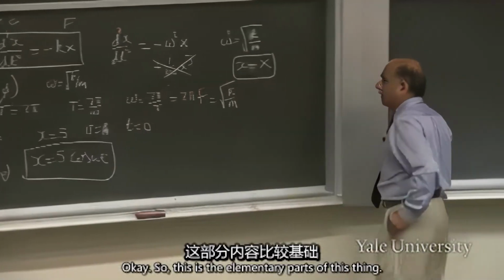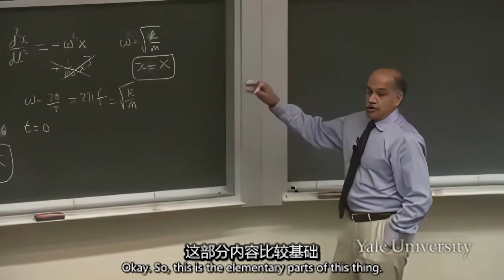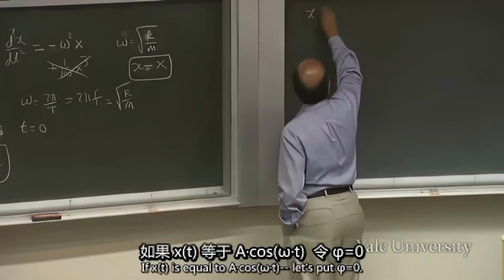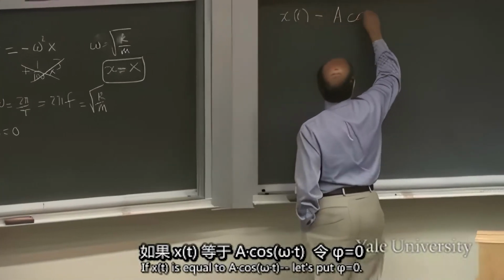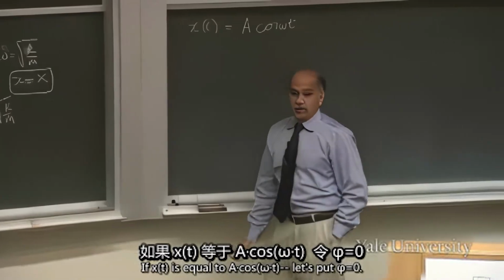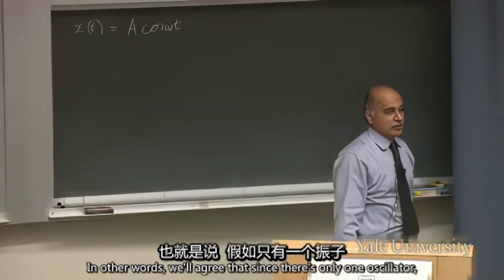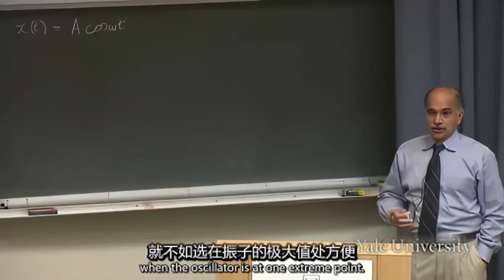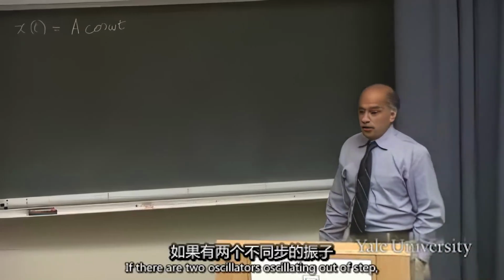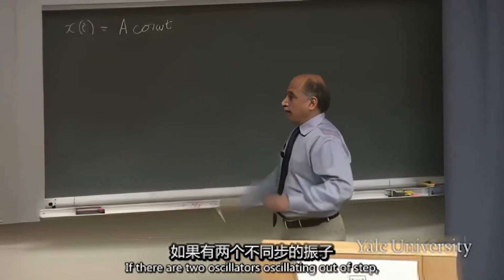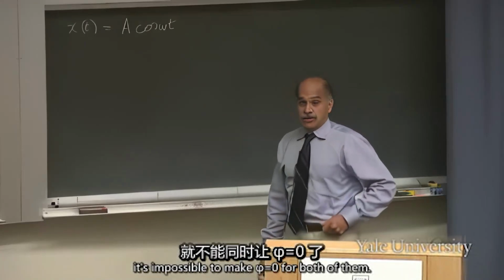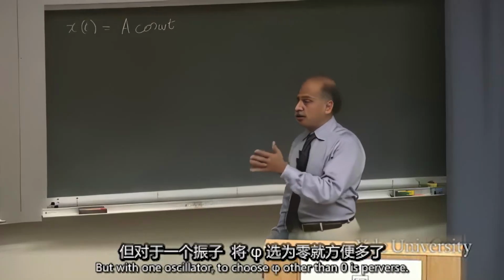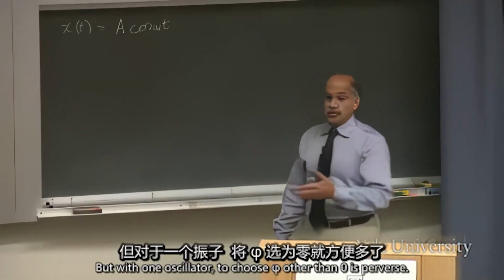Okay, so this is the elementary part of this thing, and I also already told you the following things. If x of t is equal to a cos omega t, let's put phi equal to 0. In other words, we'll agree that since there's only one oscillator, it is perverse to set your clock to 0 at any time other than when the oscillator is at one extreme point. If there are two oscillators oscillating out of step, it's impossible to make phi 0 for both of them. Because if you sync your clock when one of them is at a maximum, that may not be when the other one's at a maximum. But with one oscillator, to choose phi other than 0 is perverse.